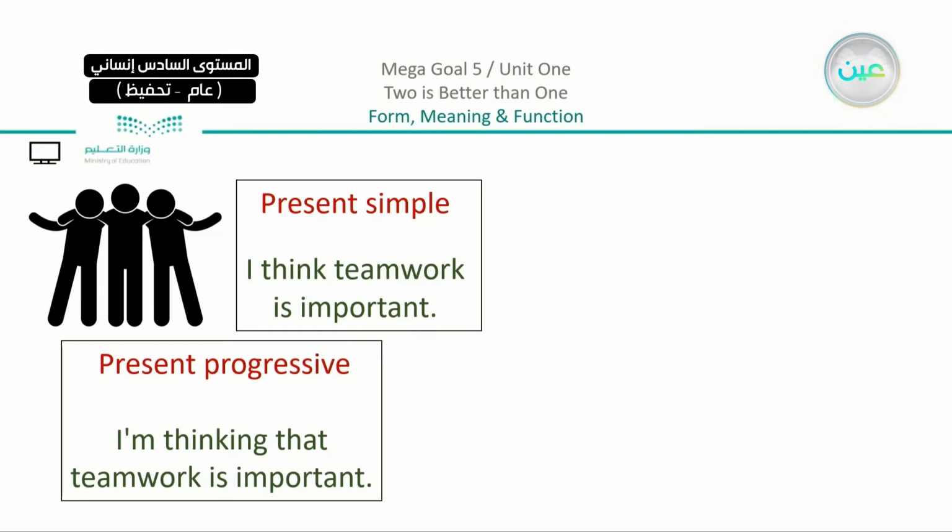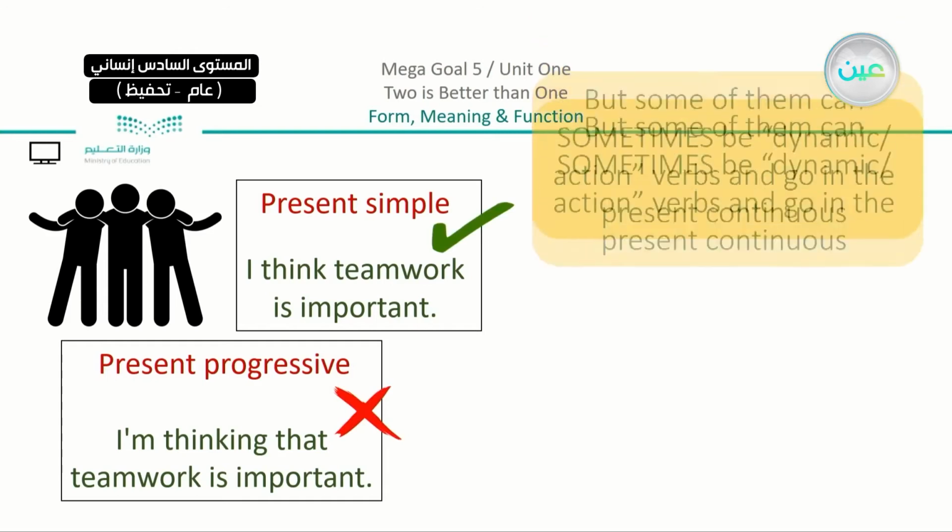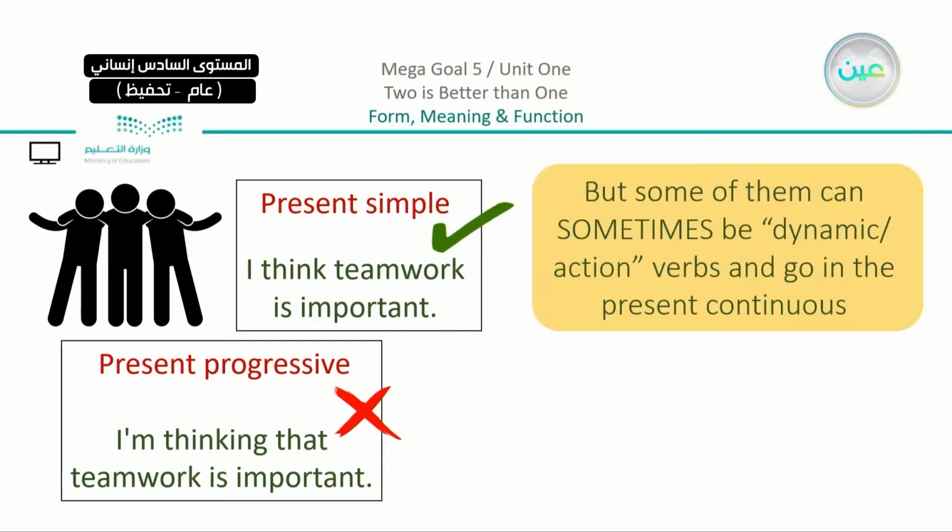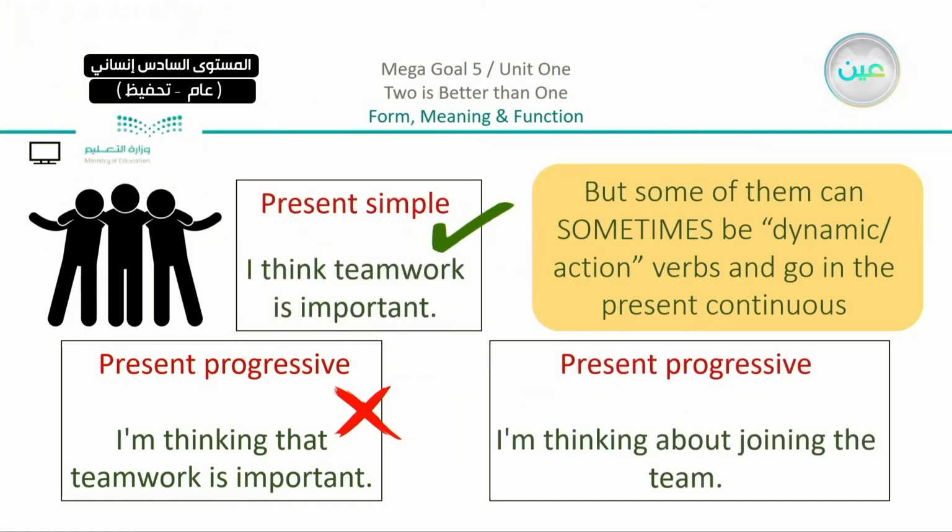Do you think this goes correctly? So we have here, this one is going to be correct and this one is wrong, unless you are sometimes using the verb as a dynamic verb, as an action verb in the sentence. So when you use it as a dynamic verb, in this case, it can be used as the present continuous or the progressive. For example, we have here, I'm thinking about joining the team. So in this case, you're okay with it.